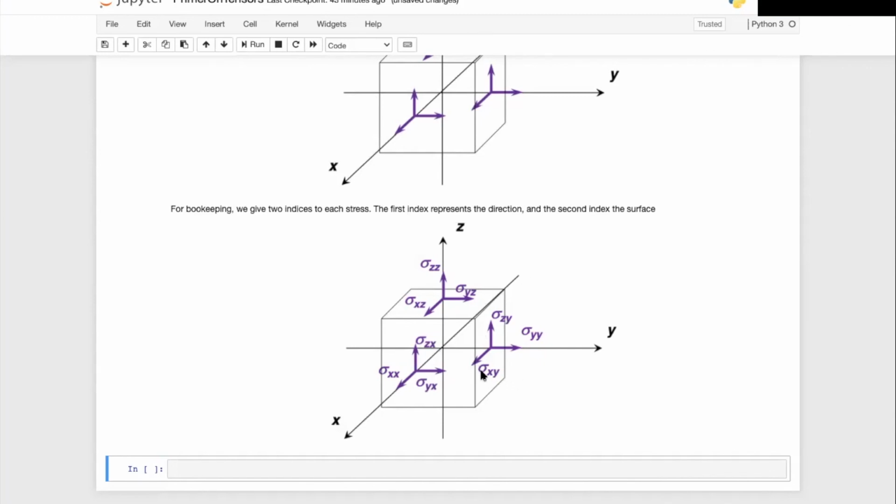Likewise, for the surface y, this is the stress x on surface y, stress y on surface y, and stress z on surface y. Same thing for the z. On the z is the same quantities that we had before, sigma x, sigma y, and sigma z. We're just adding another index to represent the surface where it is acting.